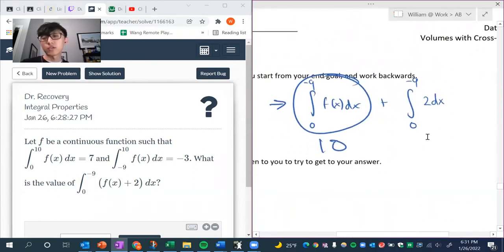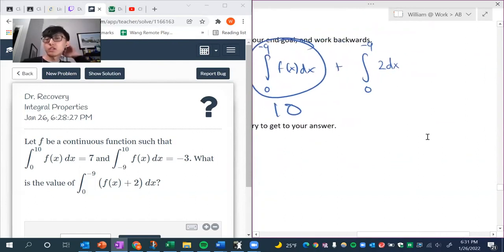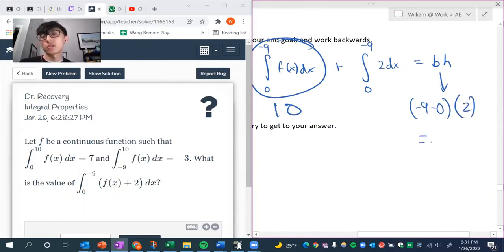So my next part is the integral from negative 9 to 0 of 2. So this has kind of the same concept of base times height, right? Except one thing that's kind of different about this one is that the negative 9 is the higher number, and we always do the upper number minus lower number. So I'll basically show you what I mean. My base is going to be the top number minus lower number, so negative 9 minus 0 times my height, which is 2. So that's equal to negative 18.